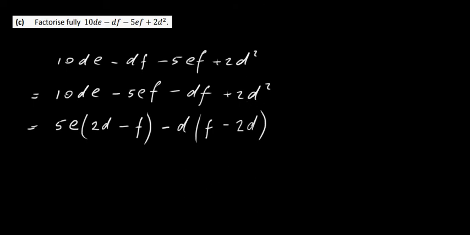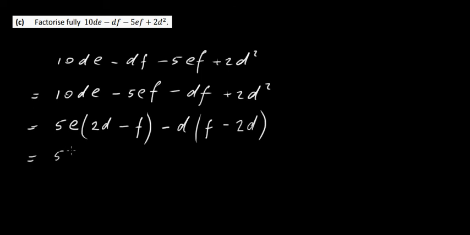Now what you've got to ask yourself next is, do we have the same thing in both brackets here? Well, we have a 2D minus F here, and we have an F minus 2D here. So we almost have the same thing in both brackets, but the signs are different. We have a minus F here, we have a plus F here, we have a 2D here, and we have a minus 2D here. So the signs are wrong here.